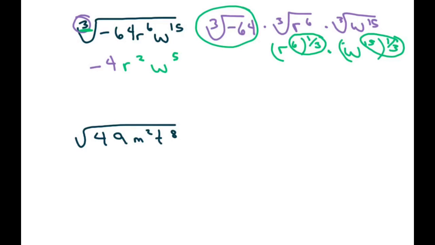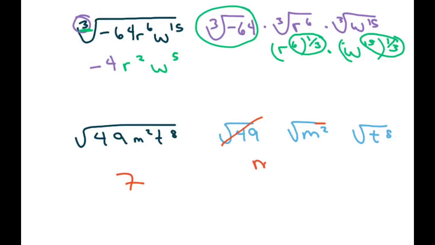Okay, for this one, I'm going to take the square root of 49, square root of m squared, and square root of t to the 8th. So, of course, the square root of 49 is just 7. This is m squared to the 1/2. That equals 1. Since that's an odd number, we're going to do the absolute value of m.